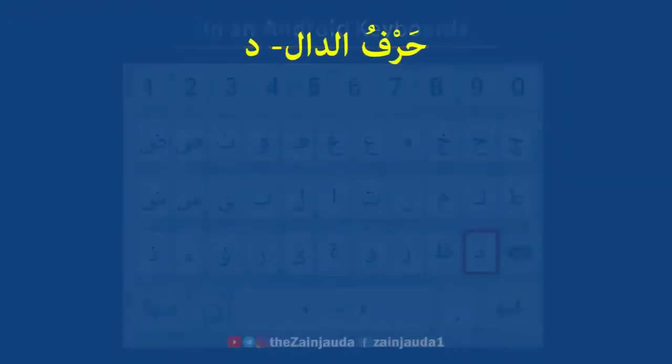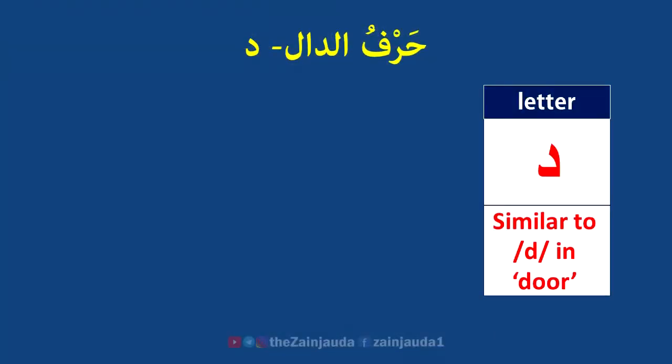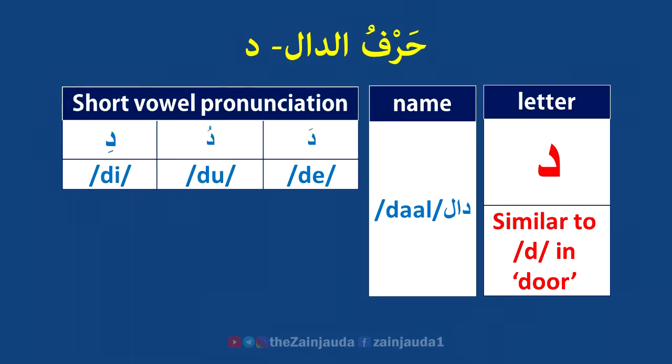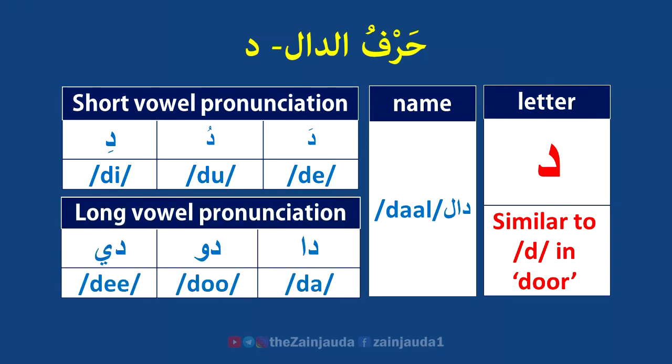Now let's have the letter in details. As far as the pronunciation of dal, it is similar to the d of door. It is named dal, and with the harakat it is pronounced as d with fatha, du with dhamma, and di with kasra. With the long vowels it becomes da, du, di.